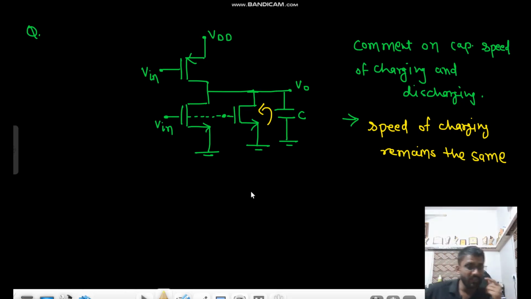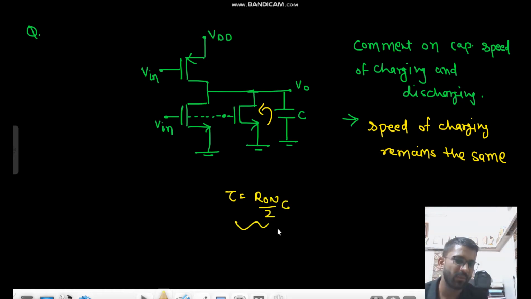Or what you can see, in case of NMOS, when it is in triode region, it will be replaced with the R1 value, right? This will be replaced with R1, this will be replaced with R1. So what will be the time constant? Time constant would be R1 by 2 into C. Your time constant is decreasing. That means speed of charging is increasing.